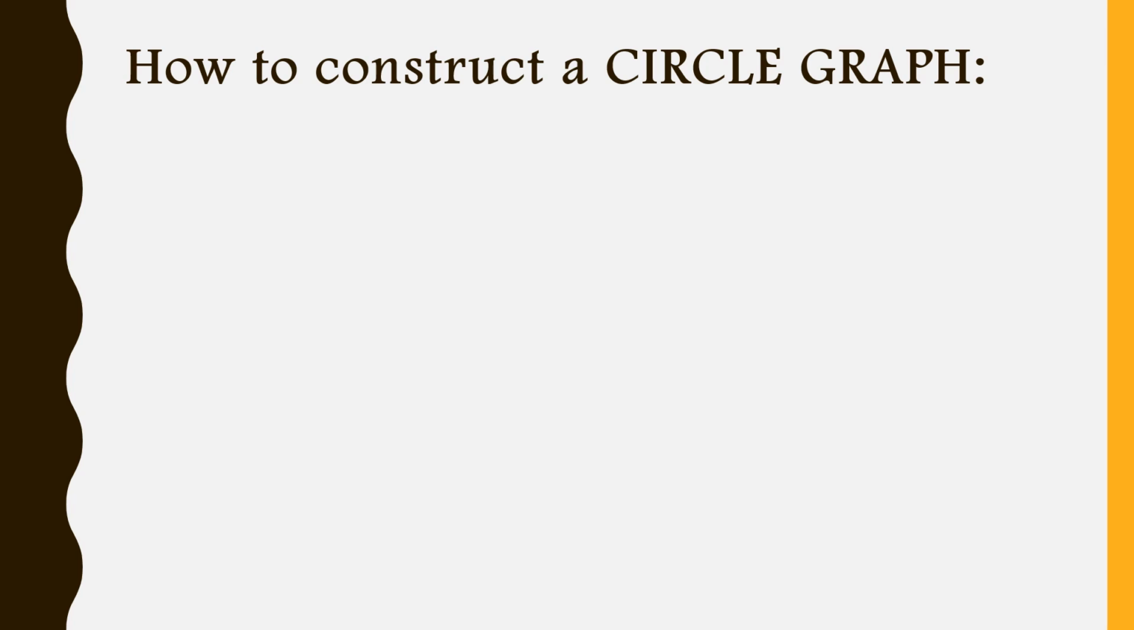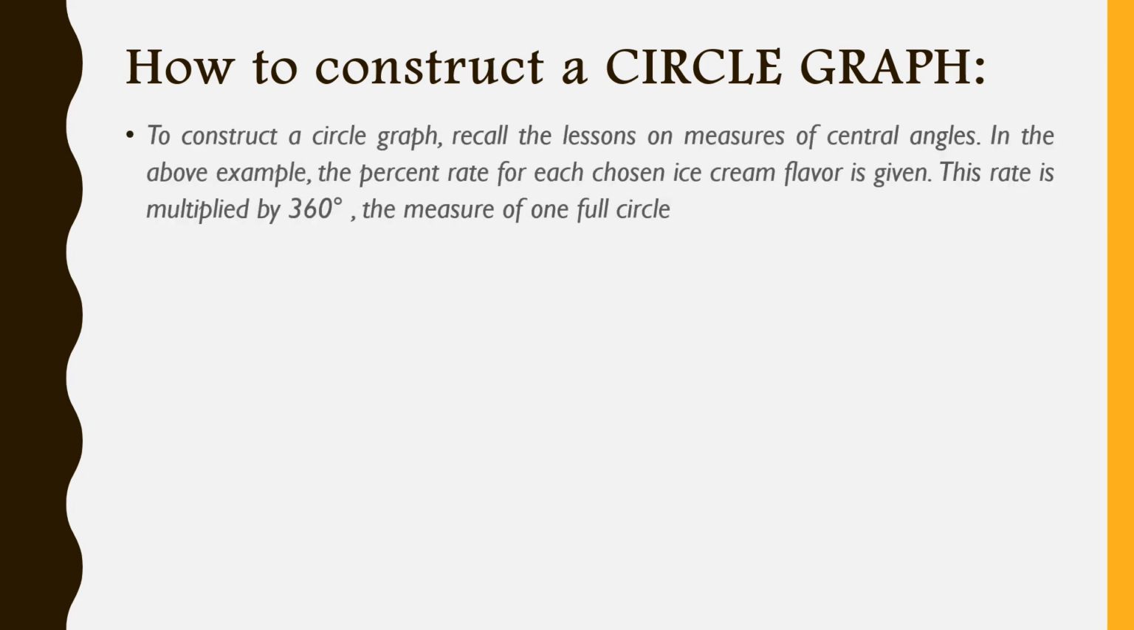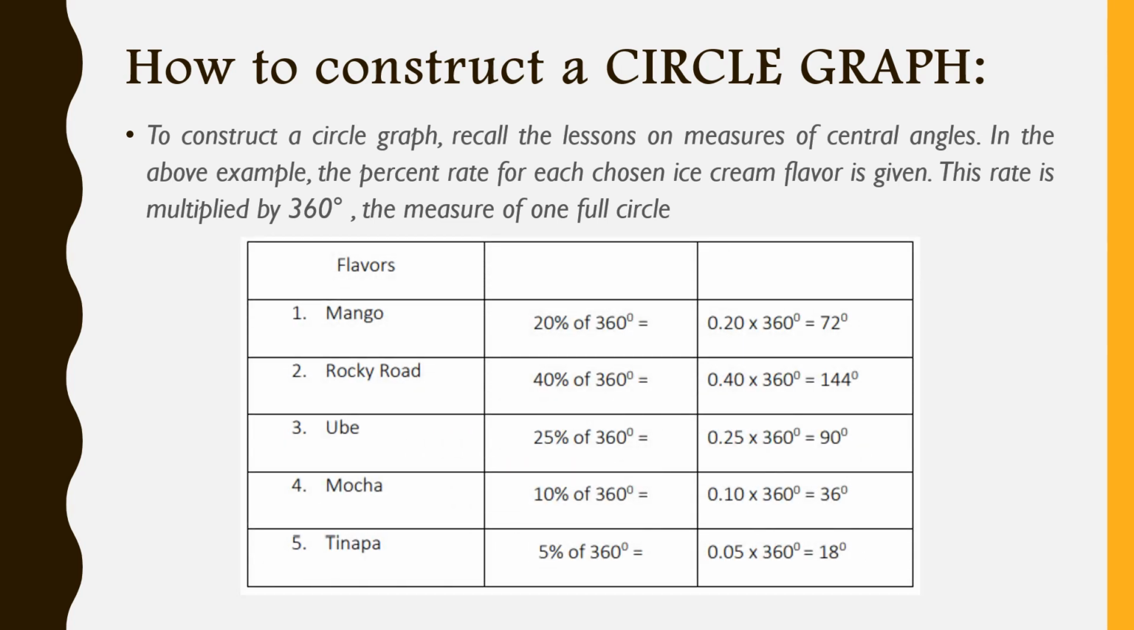Now, how do we construct a circle graph? It says there, to construct a circle graph, let us recall the lessons on measure of central angles. In the example below, the percent rate for each chosen ice cream flavor is given. The rate is multiplied by 360 degrees. Why 360 degrees? Because it is the measure of one full circle. It means that we are going to divide the whole circle into parts depending on the percentage.